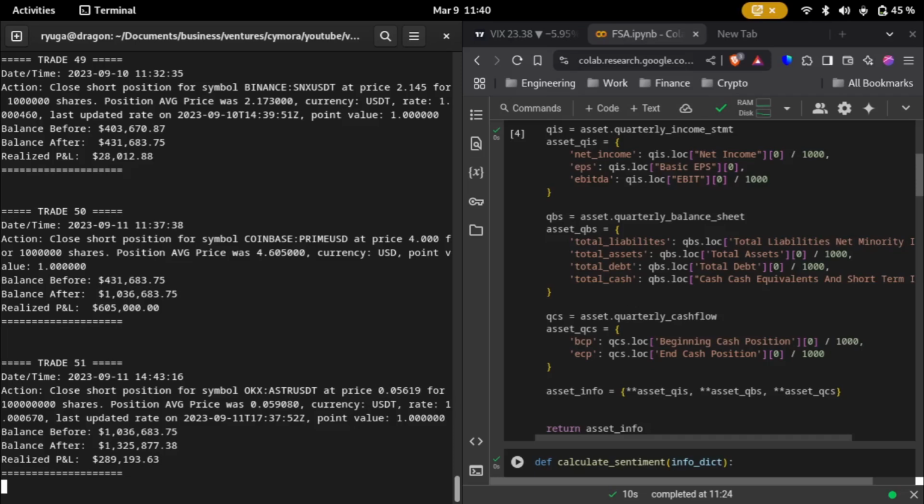And this is by far, at the time, the largest single trade gain I have had. It's a realized profit and loss of $605,000. Now, this brings the account balance to 1,036,000. The first time the account actually hits a million.